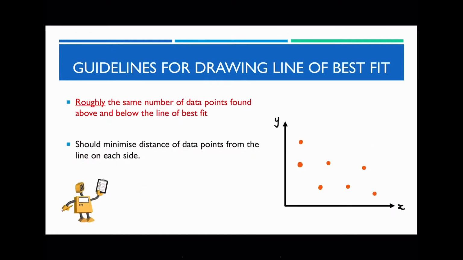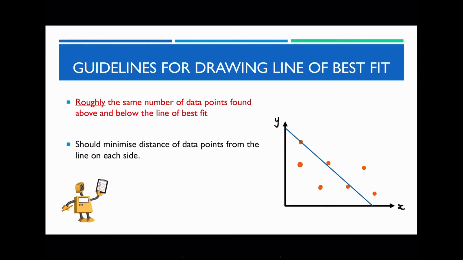So there are a few guidelines for us to create or draw the line of best fit. When you're drawing the line of best fit, you need to ensure that there's roughly the same number of data points found above and below the line of best fit. So essentially, you're trying to balance the number of points below and above. So for instance, if I was to draw my line of best fit for this particular scatter plot over here, it would look something similar to this.